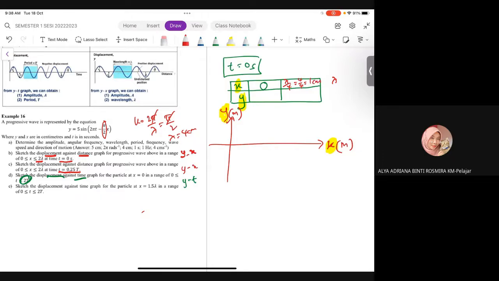Sebab dia dalam cm ni, so kena be careful lah. So ini kena dalam cm. Semua ni kena dalam cm. So buat macam saya buat tadi, masukkan satu-satu, so you boleh tentukan bentuk graf. Okay, boleh tak yang ni buat? Nanti dah kat tutup pun saya rasa ada kot soalan macam ni. Ke tak buat tutup?